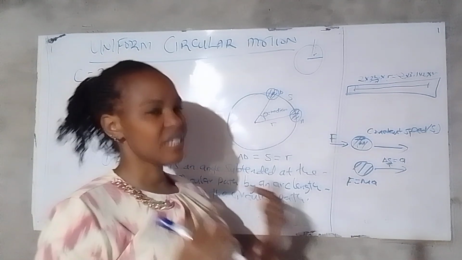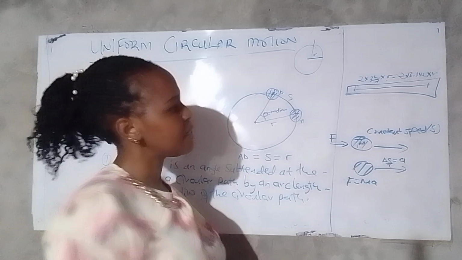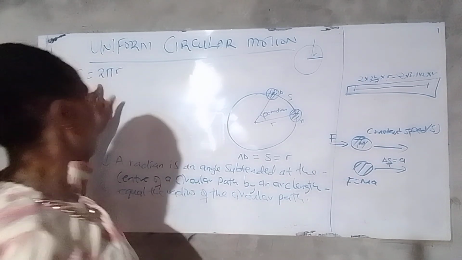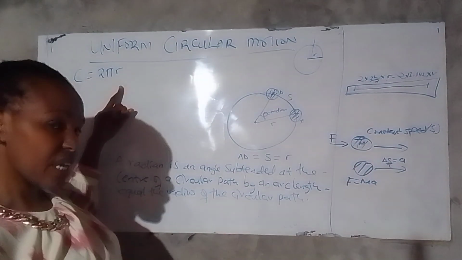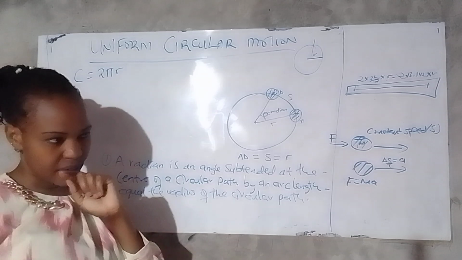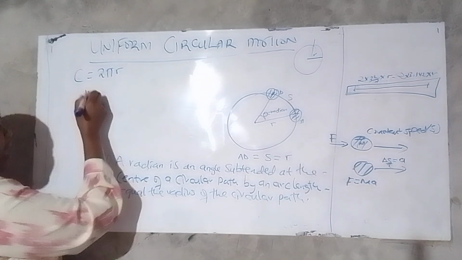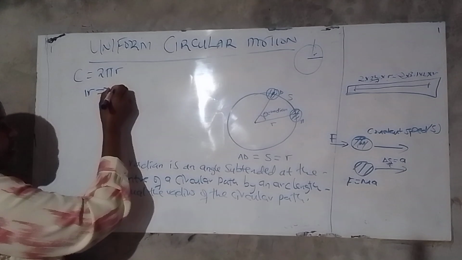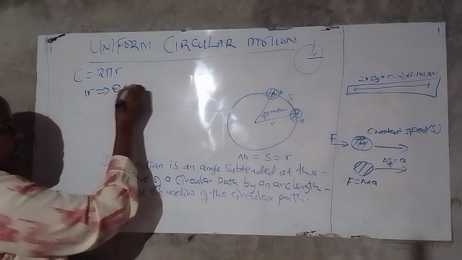So again, now you are getting an idea. In short, circumference is 2 pi r. Okay? And we are saying 1 r subtends a radian, which we are calling radian.